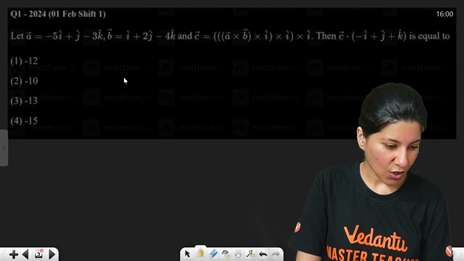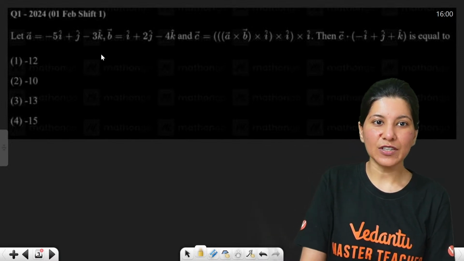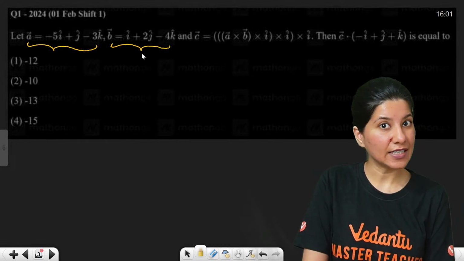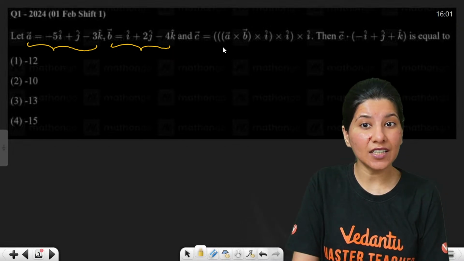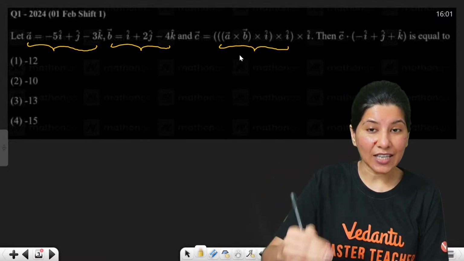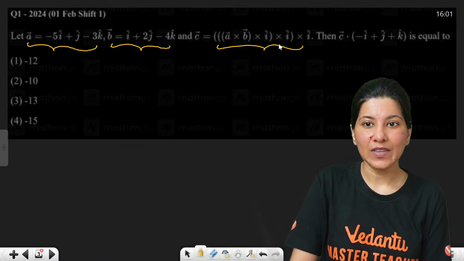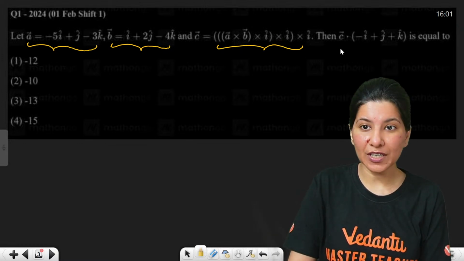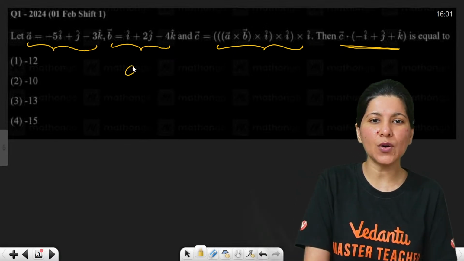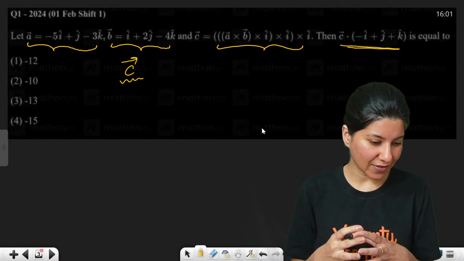Now let us talk about the very first question. The question says that vector A is given, vector B is also given. Now there is another third vector, C vector, which is this huge thing: A cross B cross I cross I cross I. This is your C vector. And we are here to figure out C dot (minus I plus J plus K). So basically this question is all about chasing the C vector. We are here to just calculate the C vector.